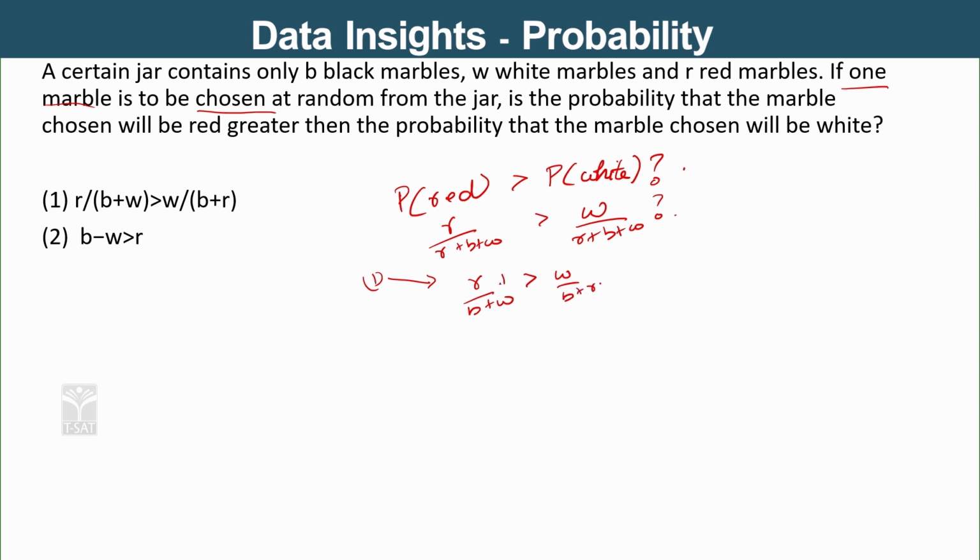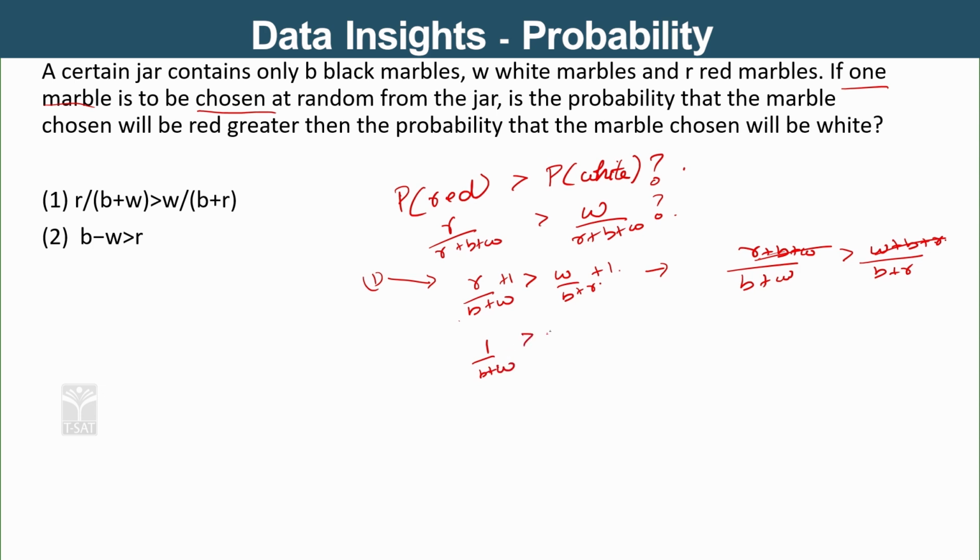So, you can add 1 on both sides of the inequality, it remains unchanged. This will become R plus B plus W by R plus B plus W is greater than, taking the LCM, W plus B plus R by B plus R. Since R, B and W are all probabilities, they are positive. So, B plus R plus W is always positive. So, you can cancel out two positive quantities on either side of the inequality, the inequality still remains the same. That is a concept we have seen while doing a lot of inequality problems.